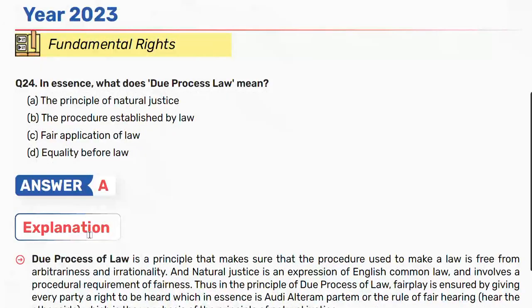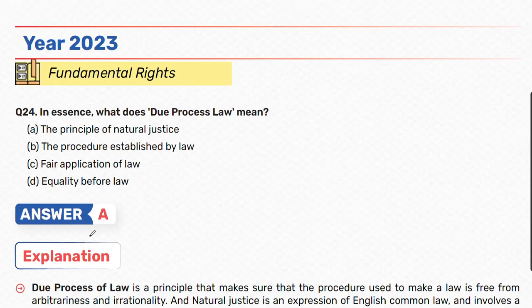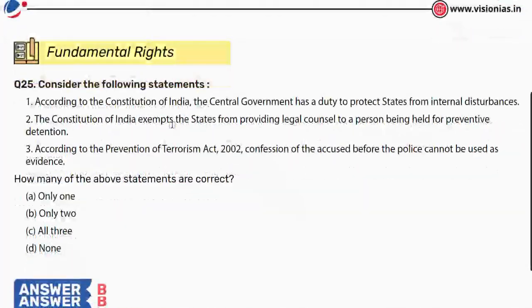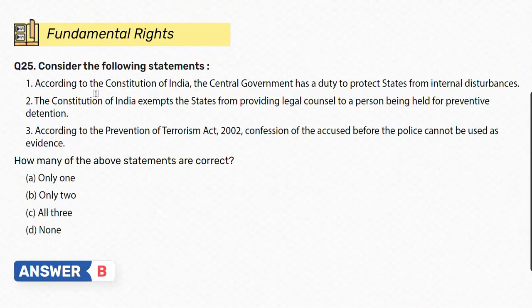In essence, what does due process of law mean? So the principle of natural justice. A correct statement we have to test. According to the Constitution of India, the central government has a duty to protect states from internal disturbance. Correct. Article 355, I think. The Constitution of India exempts the state from providing legal counsel to a person being held. This is incorrect. According to the Prevention of Terrorism Act 2002, confession of the accused before the police cannot be used as evidence. Yes, two of them are correct. So B will be the correct answer.